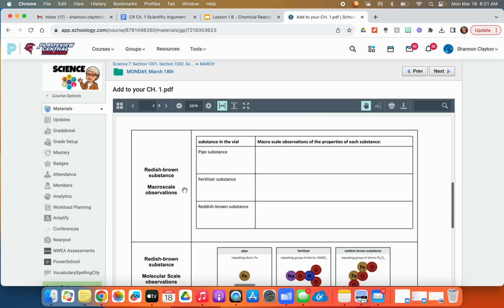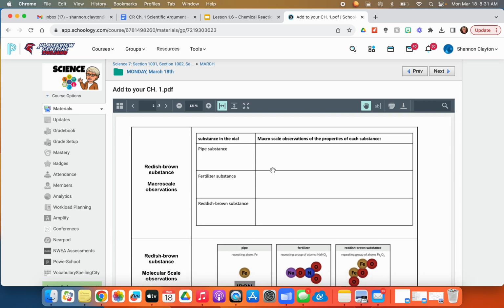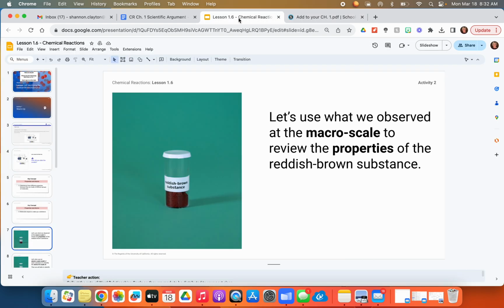So on this second page, all of these are the macro scale observations of the pipe substance, of the fertilizer substance, and of the reddish-brown substance. We know that even though all of them were solids, they all had different colors and they all had different textures. So that reddish-brown substance was a powder. And then I want you to think about macro scale. Let me do my slideshow here.